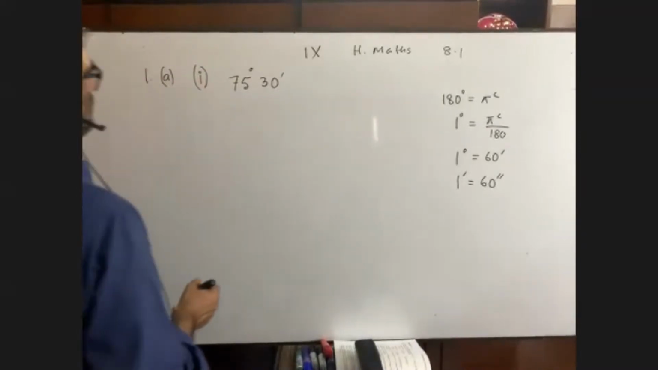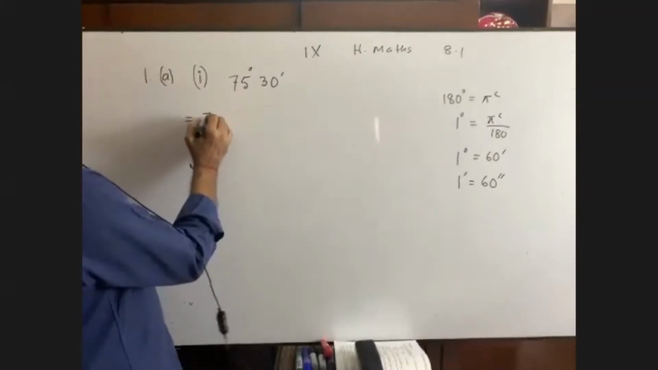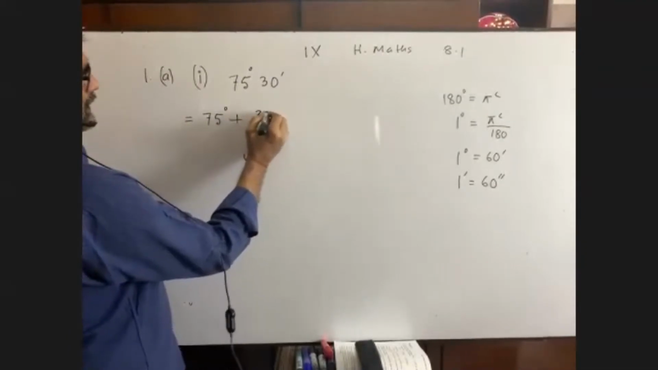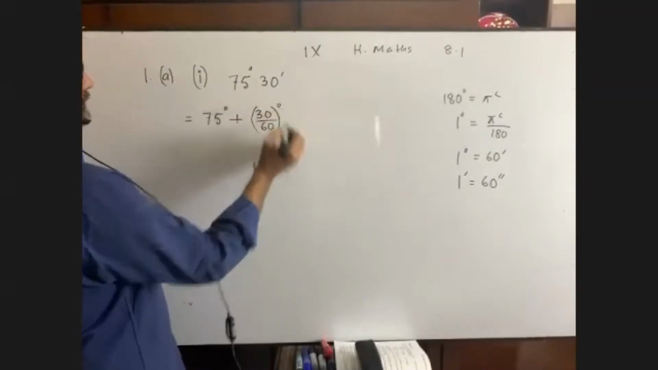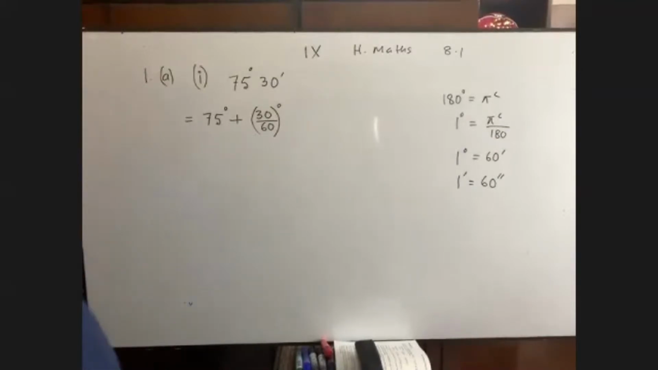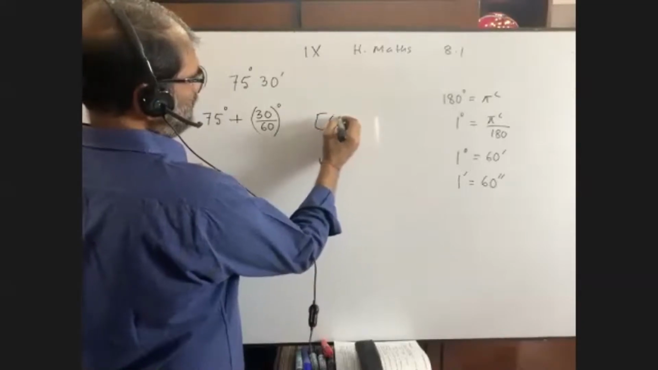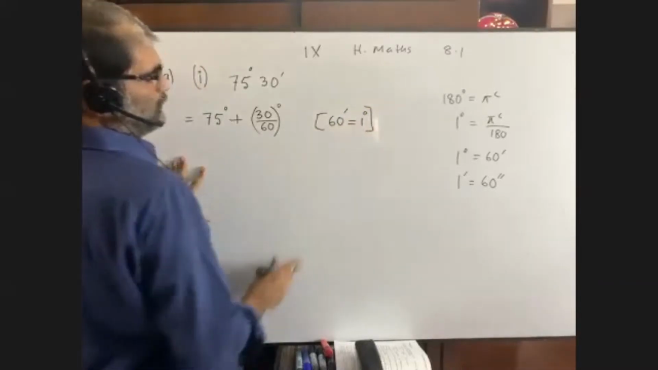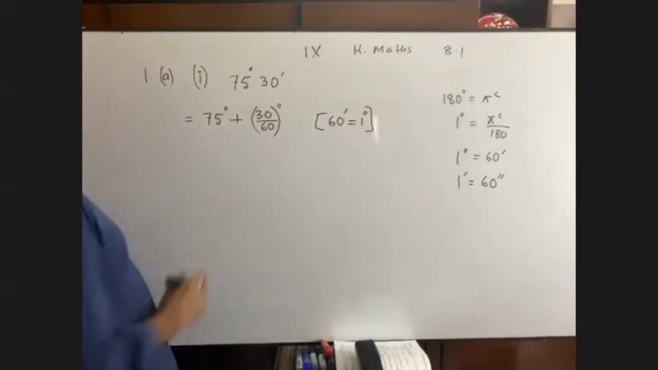That means, dear students, you see, 75 degree 30 minute can be written as 75 degree plus 30 by 60 degrees. Can you write down? Because we know 60 minute is, you have to take out calculator today. 60 minute equals to 1 degree. Perhaps many of you can think why and how it is plus sign.